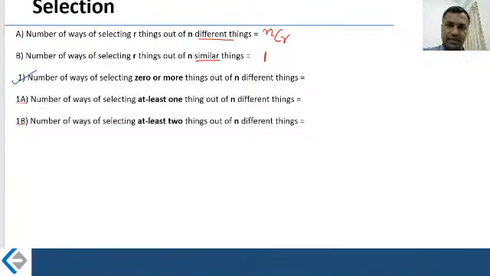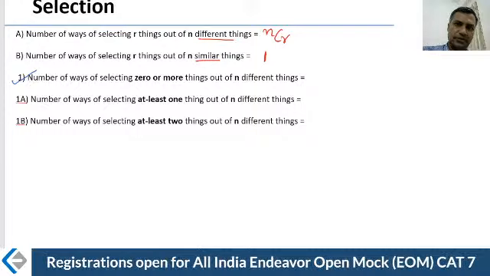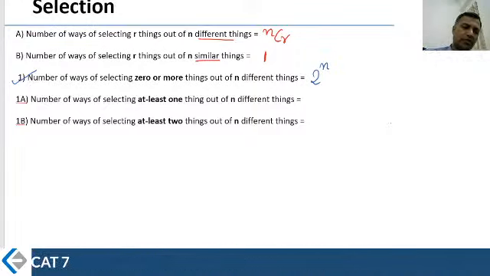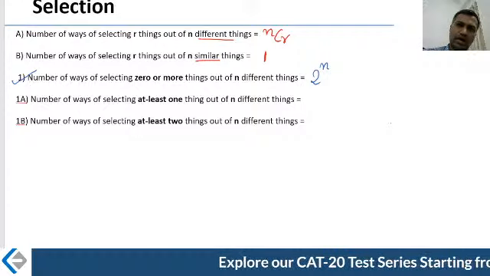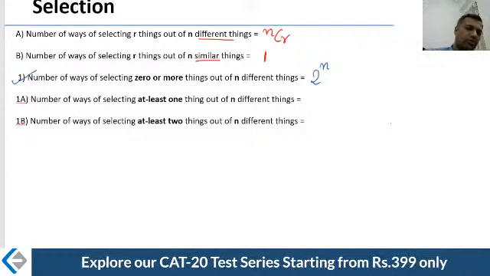Number of ways of selecting 0 or more things out of n different things. Think about it. So that's going to be 2 raised to power n. Number of ways of selecting 0 or more things out of n different things is 2 raised to power n. So you may be wondering how it is 2 raised to power n.